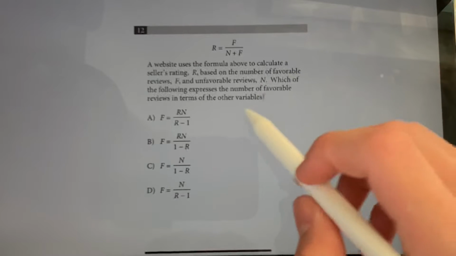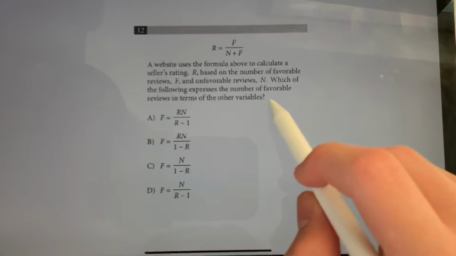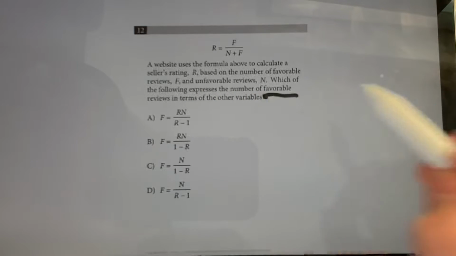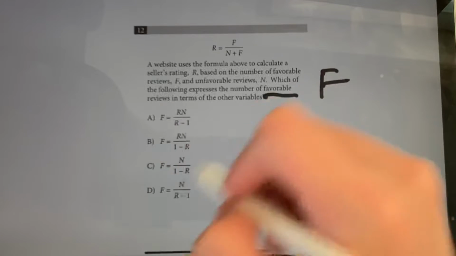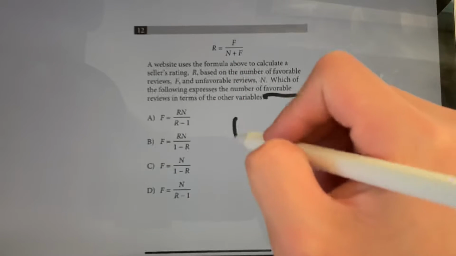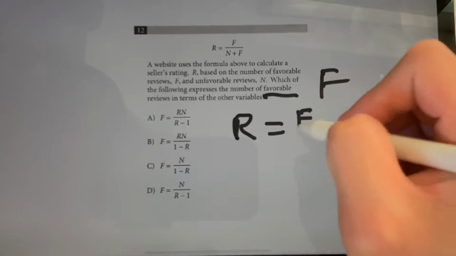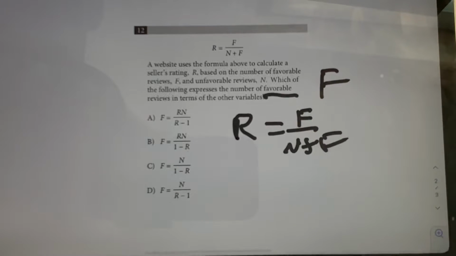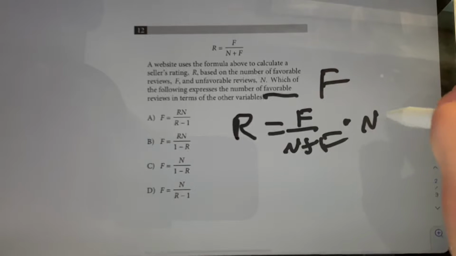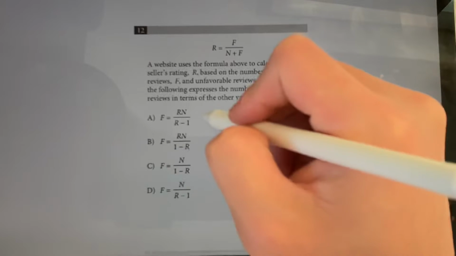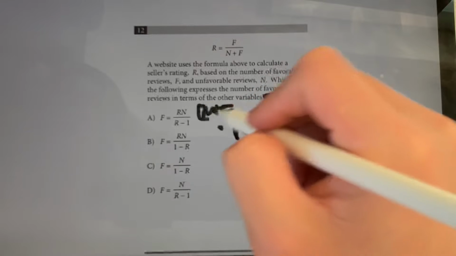And which variable is that? The unfavorable reviews. Actually, no, it's asking for the number of favorable reviews. What's that represented by? F. So basically, the question is just asking us to isolate F given this equation. I see that R is equal to F over N plus F. And once I see this, I could just move N plus F onto the other side by multiplying it.